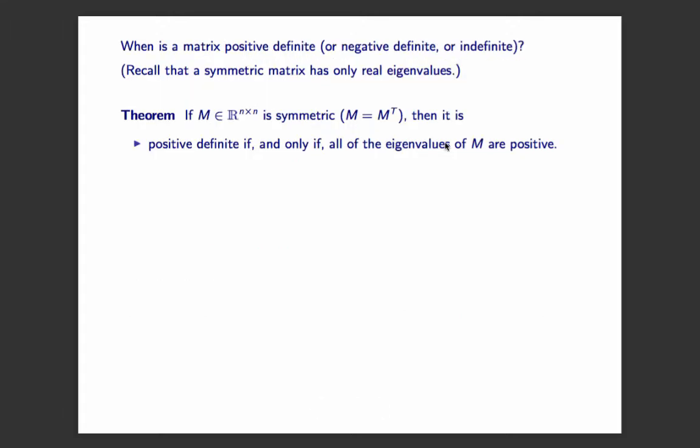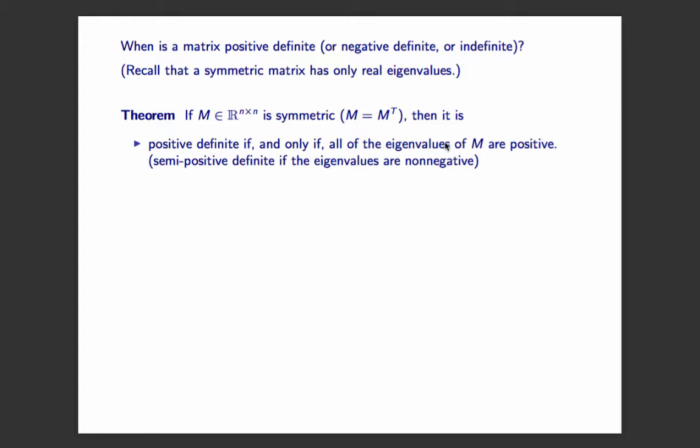So when is a matrix positive definite, or negative definite, or indefinite? Now, keep in mind that a symmetric matrix has only real eigenvalues. So if M is symmetric, in other words, it's equal to its transpose, then it is positive definite if and only if all of the eigenvalues are positive.